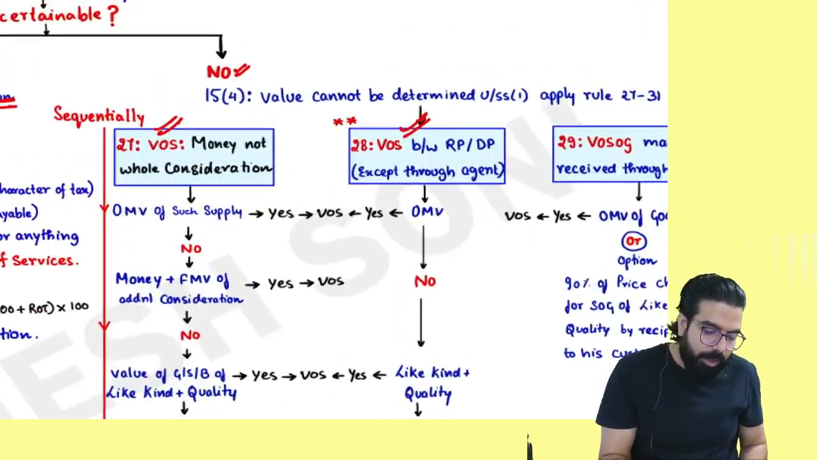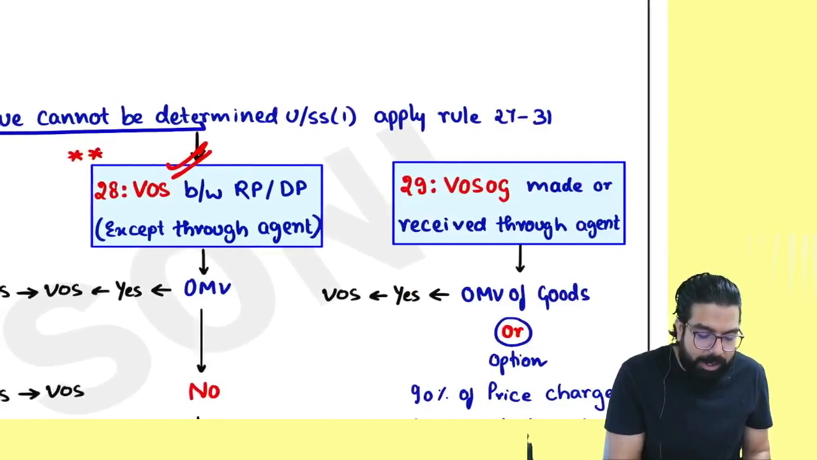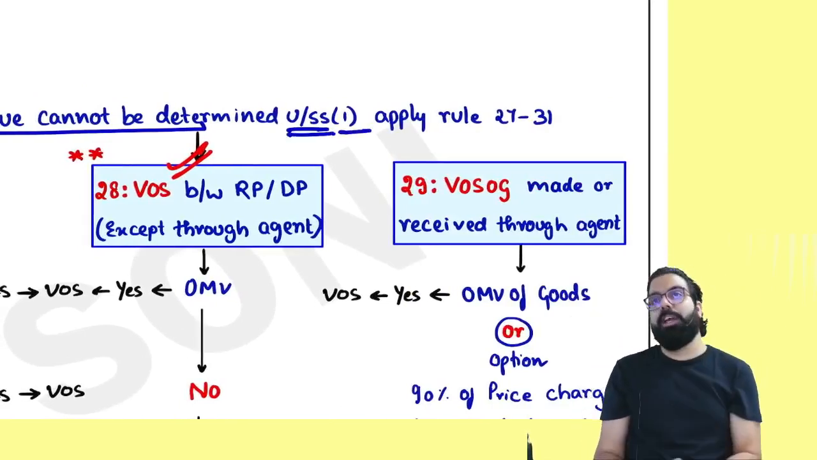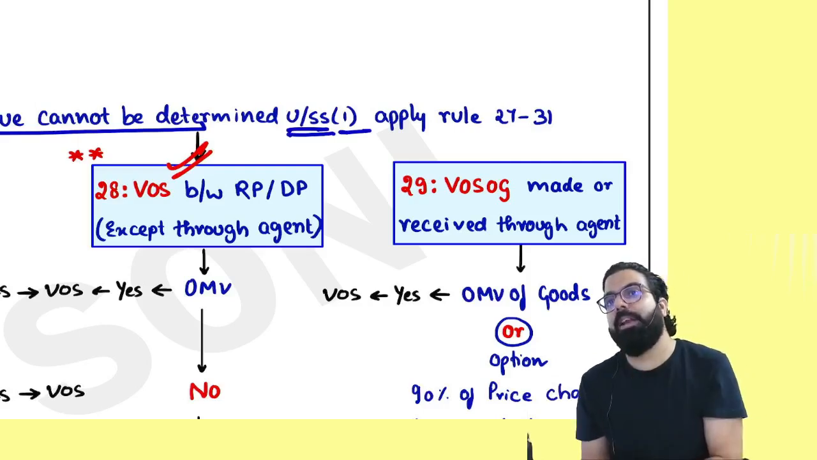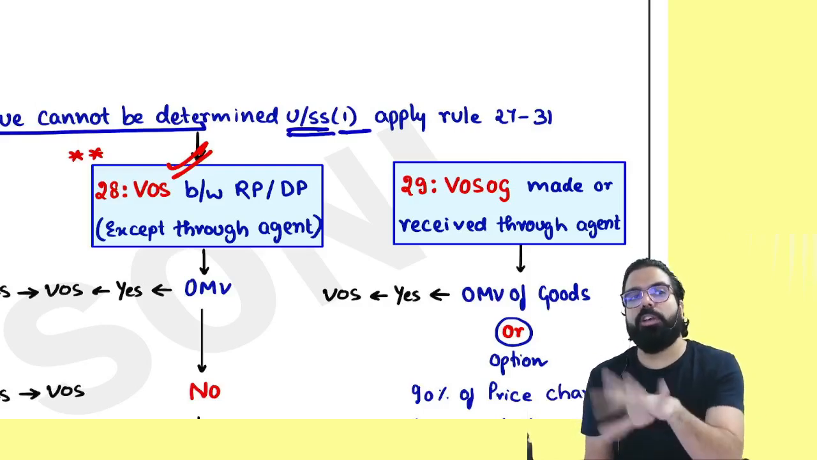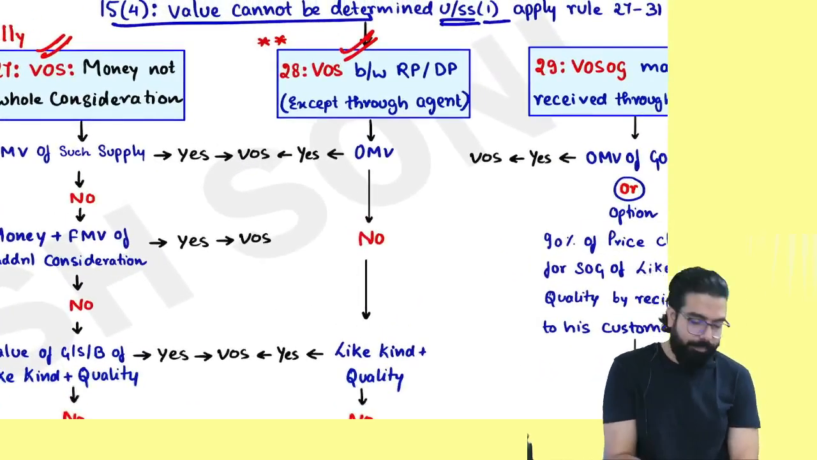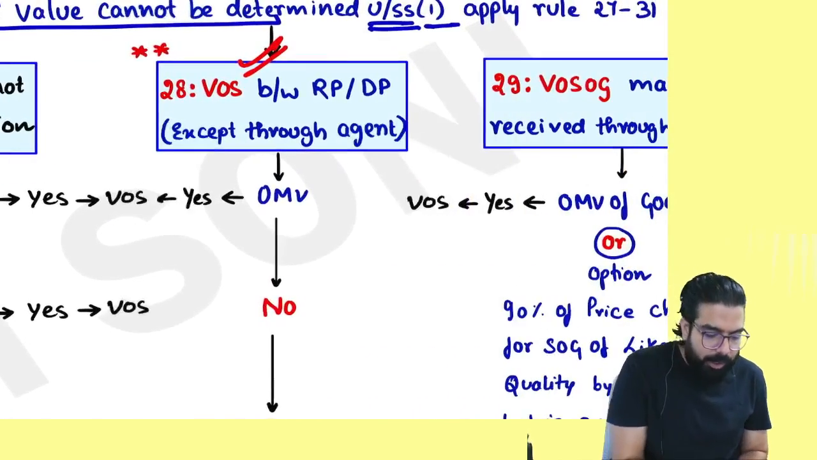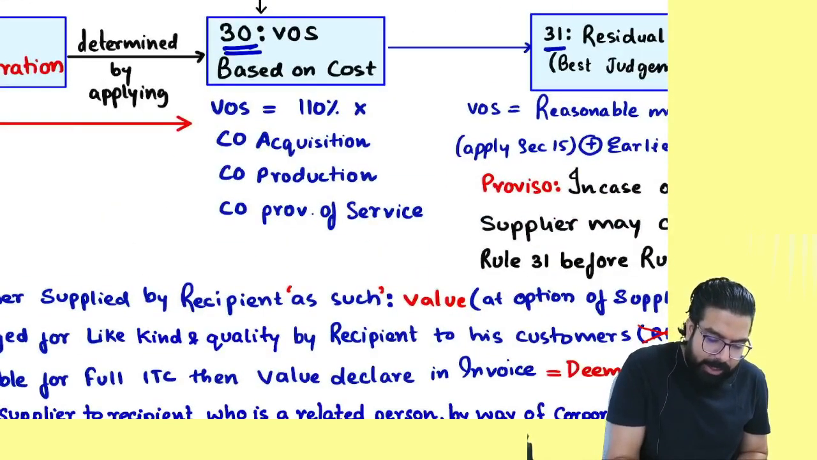Next. Now, sir, sometimes what happens? Value cannot be determined under subsection 1. That is, your transaction value is not there. Your transaction value could not be accepted because the parties are related, or the price is not the sole consideration, and hence what happens? You have to follow the valuation rules. Always remember, the valuation rules are 27, 28, 29, 30 and 31.